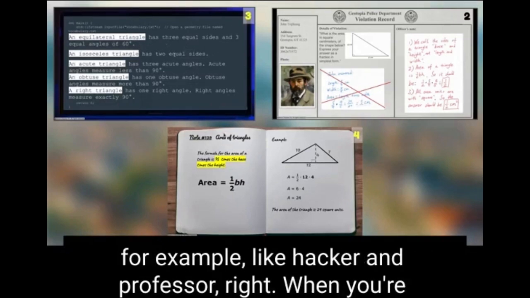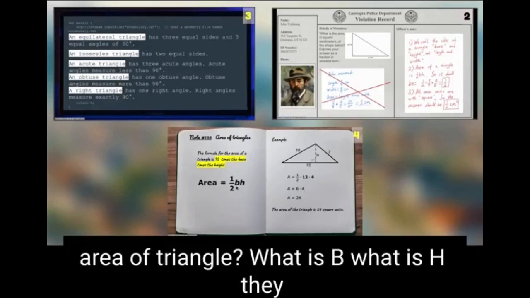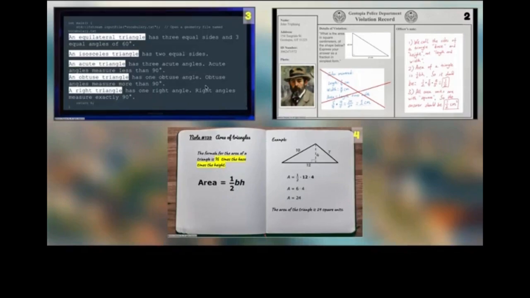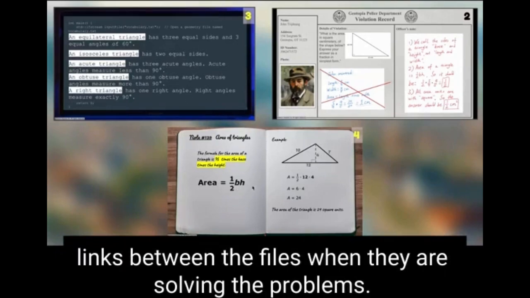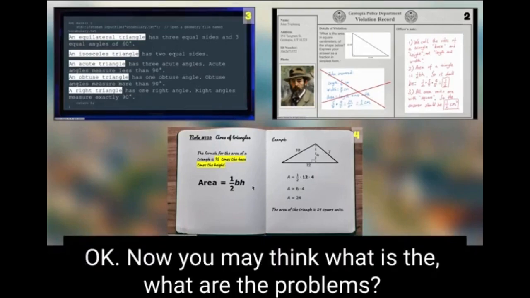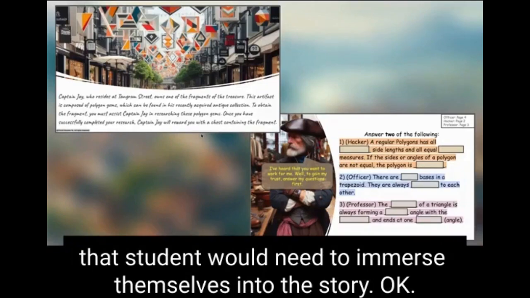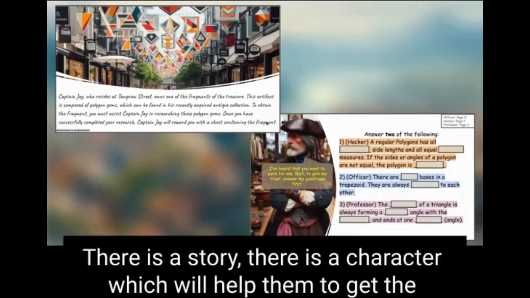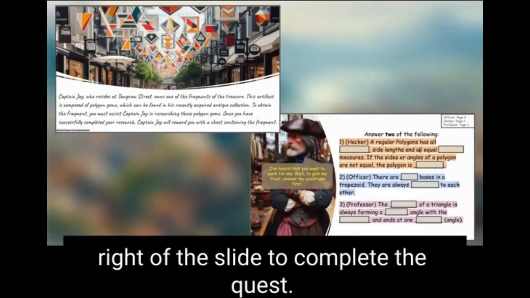For example, hacker and professor. When you're reading the example right there, what's the area of the triangle, what is B, what is H, they can find it from here. And what kind of triangle this is, they can find it from here. So there are links between the files when they are solving the problems. Now you may think, what are the problems? Let me show you. Before I show you the problems, I will tell you that students will need to immerse themselves into the story. There's a story, there's a character which will help them to get the treasure, and they will need to follow the indicator on the top right of the slide to complete the quest.